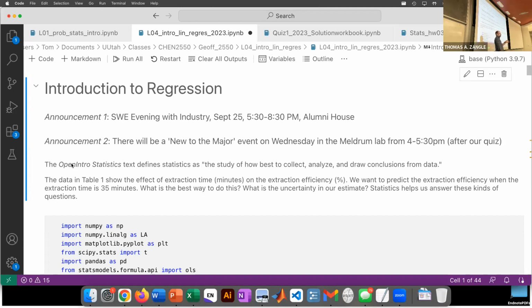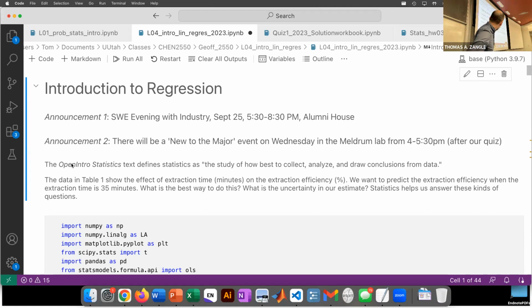And if it's a straight line, what's the best way of defining the parameters that define that line, or finding the parameters that define that line in some way that is statistically meaningful? Okay, so this will be a way of drawing conclusions about real data.